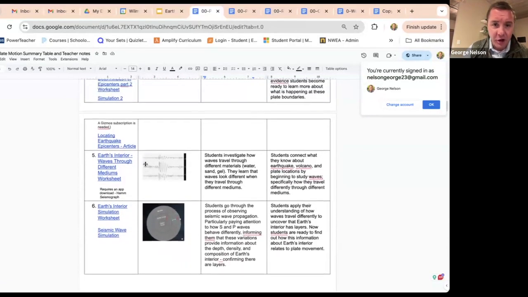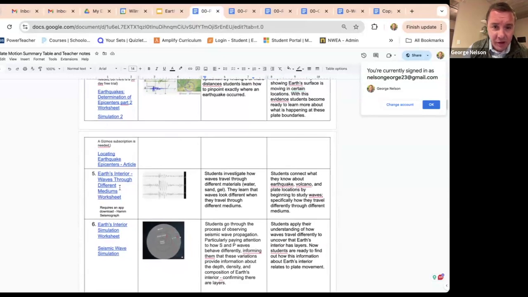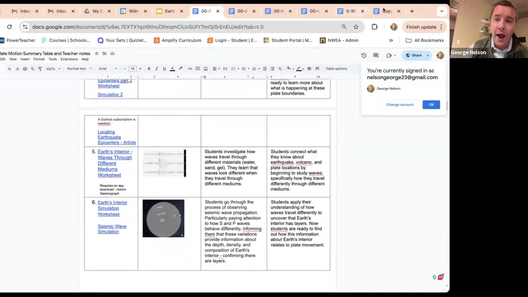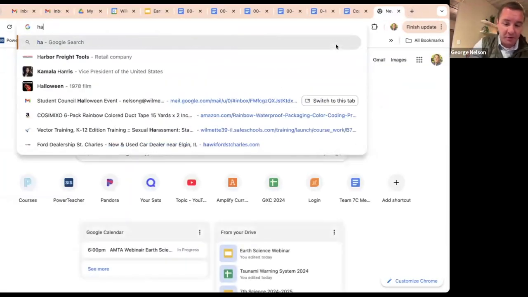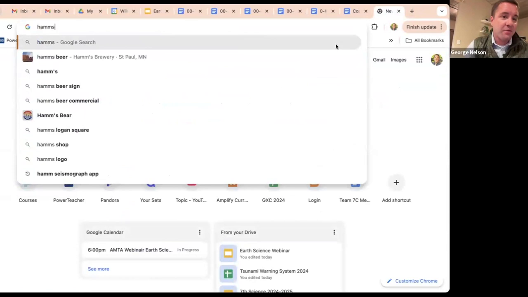Afterwards, after we talk about the seismic data, there's a really cool free app, because not only do we locate where plate boundaries are, but there's a thing called the HAMS seismograph. If I can get this correct. Oh, I don't think it'll let me.